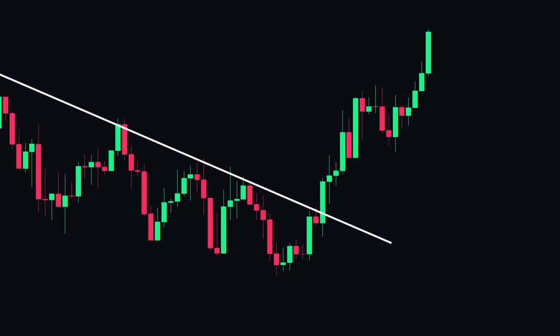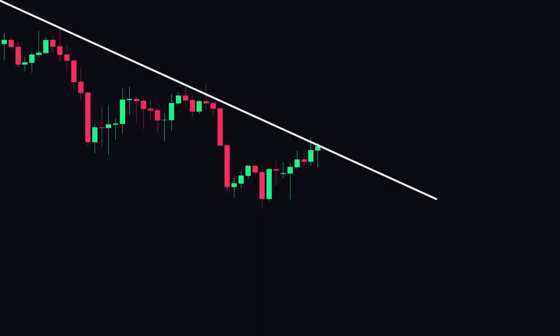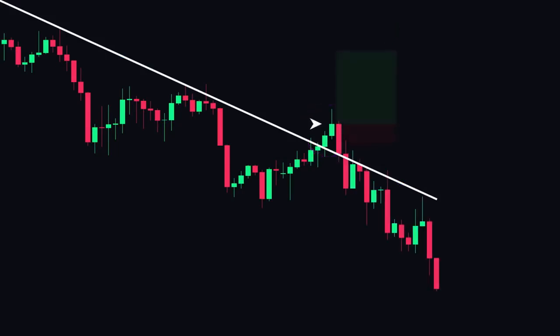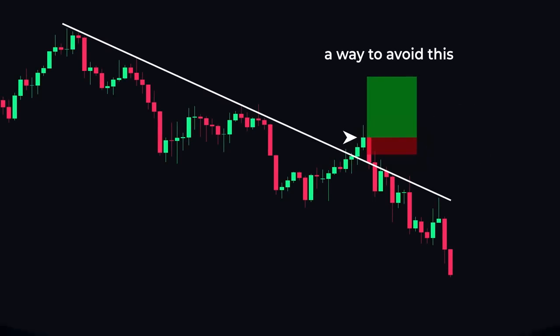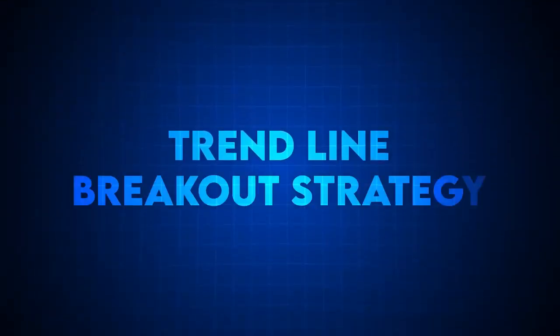However, you can't just blindly enter positions when a trend line breaks, because price could form what's called a false breakout. This is when price breaks a trend line, making you think a trend change is happening, but it reverses back down instead. If you entered a buy position, you'll end up taking a loss. Now, there's actually a way to avoid this. So here's the trend line breakout strategy I use that's made me a lot of money.